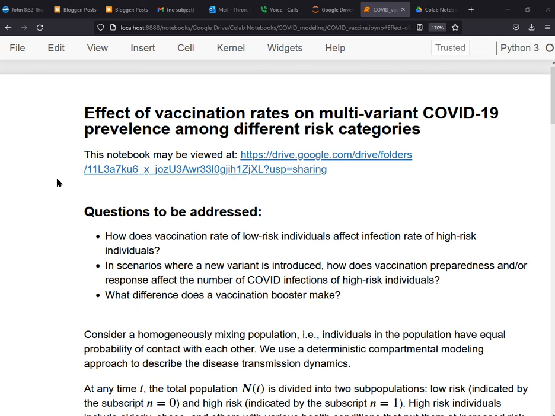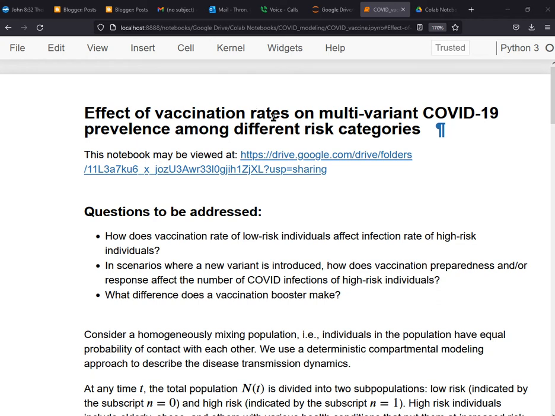Okay, I would like to introduce to you this modeling project: the effect of vaccination rates on multivariant COVID-19 prevalence among different risk categories. All right, so that's a mouthful. We'll explain what that means. Well, I'll explain it now.